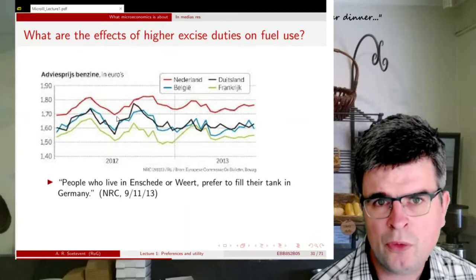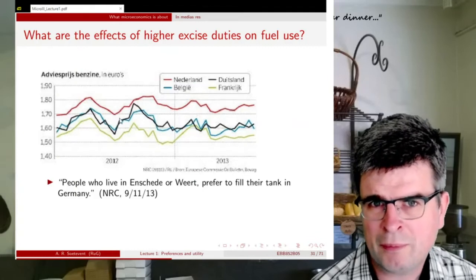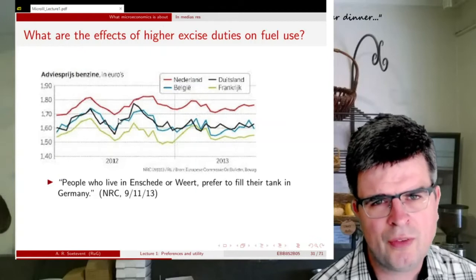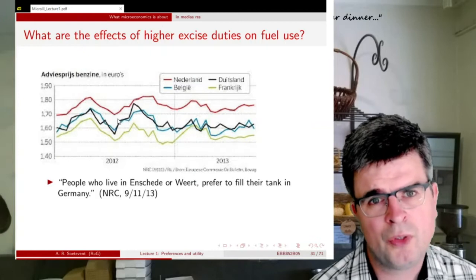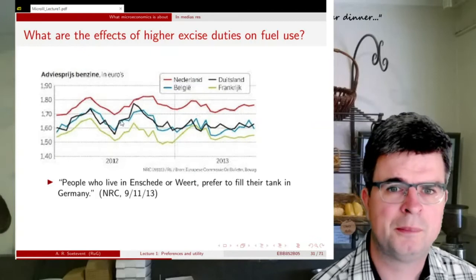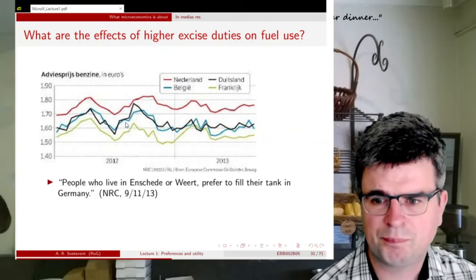So what people do who live close to the border, and maybe you or your parents do, people who live close to the border, they find it attractive to buy their fuel just across the border in Germany or Belgium at a lower price. So indeed, people respond to lower prices.